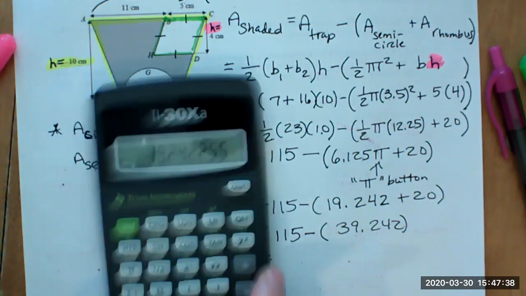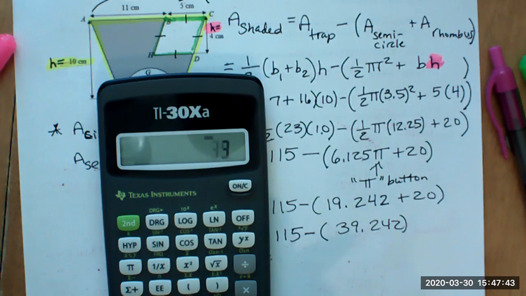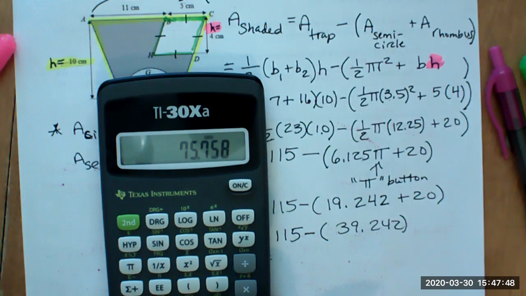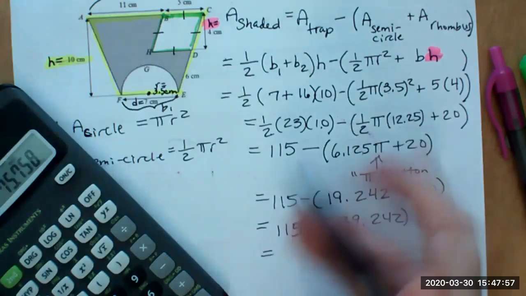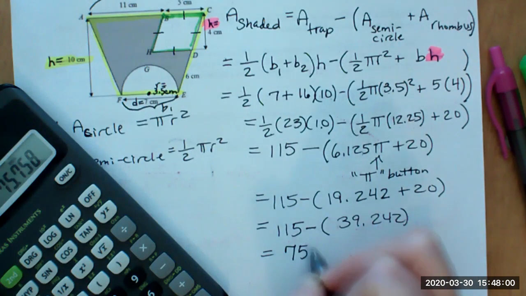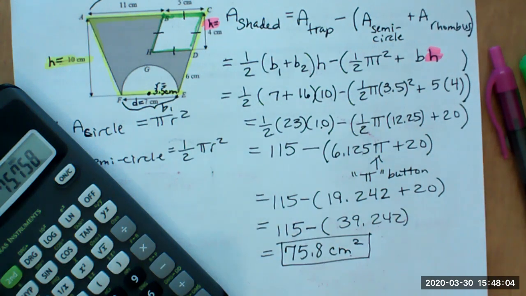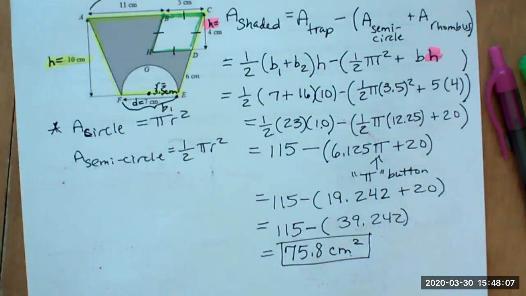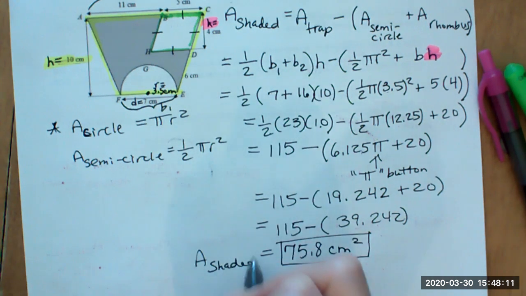So let's do that. So I have 115 minus 39.242 equals, and like I said, we can round to the nearest tenth. So I'm going to say that this is 75.8 square centimeters. Okay, so that's the area of the shaded region.